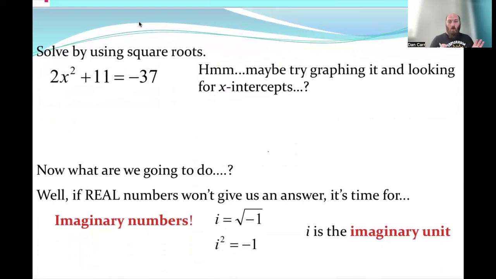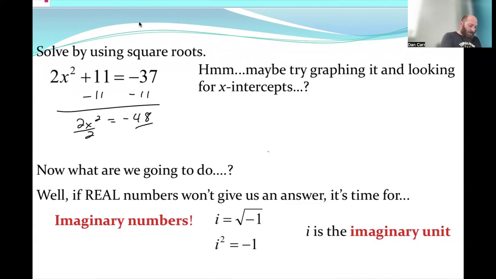So when trying to look at this and maybe even trying to graph it, we're looking for our x-intercepts. This might be a little bit tricky at times. In fact, let me pull up a graph real fast here. So if it's 2x squared plus... let me do this. I can just do this by hand. If I do this by square root method, it's actually going to look like this, where I subtract 11. So 2x squared is equal to a negative 48 divided by 2. So x squared equals a negative 24.